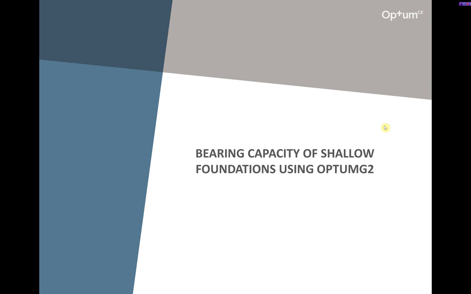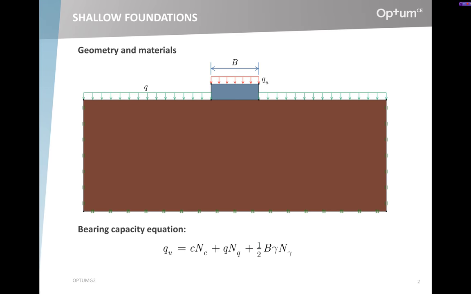This video demonstrates the use of OptumG2 for calculating bearing capacities of shallow foundations. The general bearing capacity problem is the one shown here. We have a footing of width B, we have some surcharge acting next to the footing, Q, and then we have the footing load, the ultimate magnitude of which we want to determine.